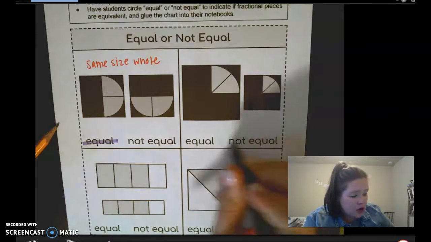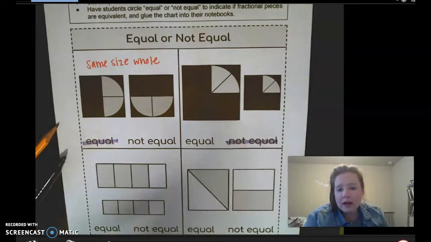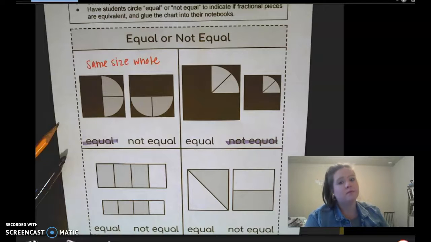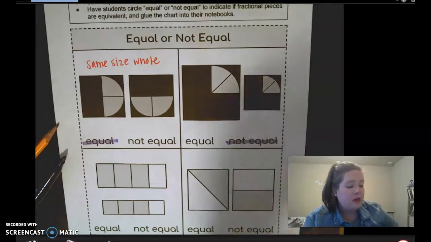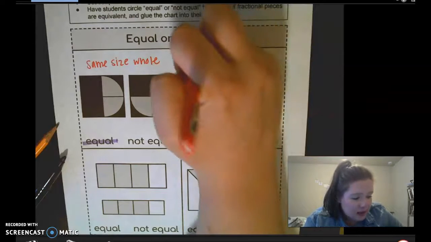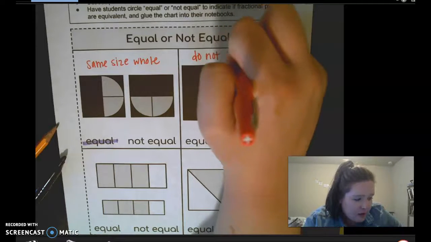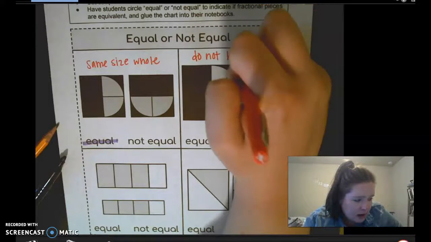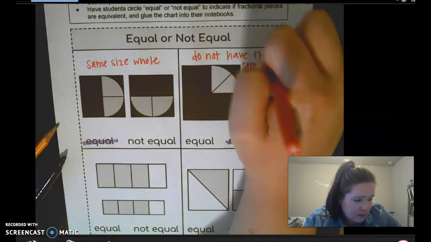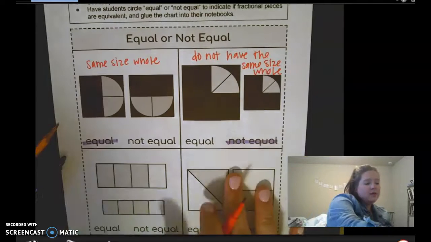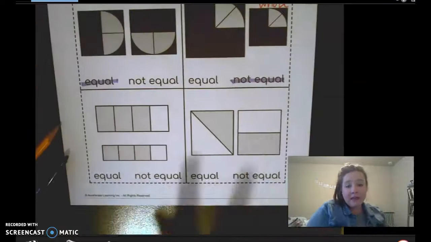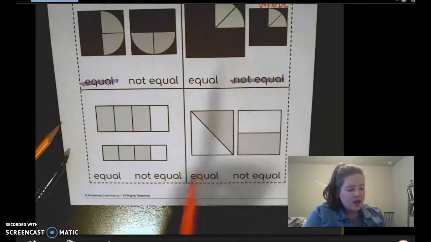Good job. They are not equal. Why are they not equal? They do not, good job, have the same size whole. Awesome. You guys are doing a great job of picking up the hang of this, okay?